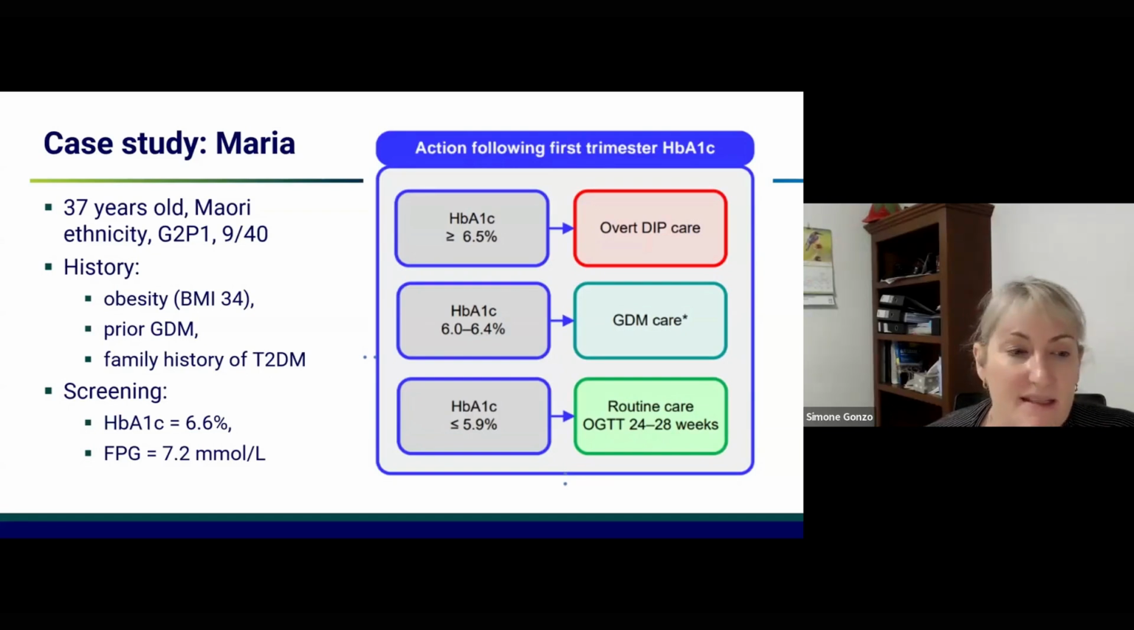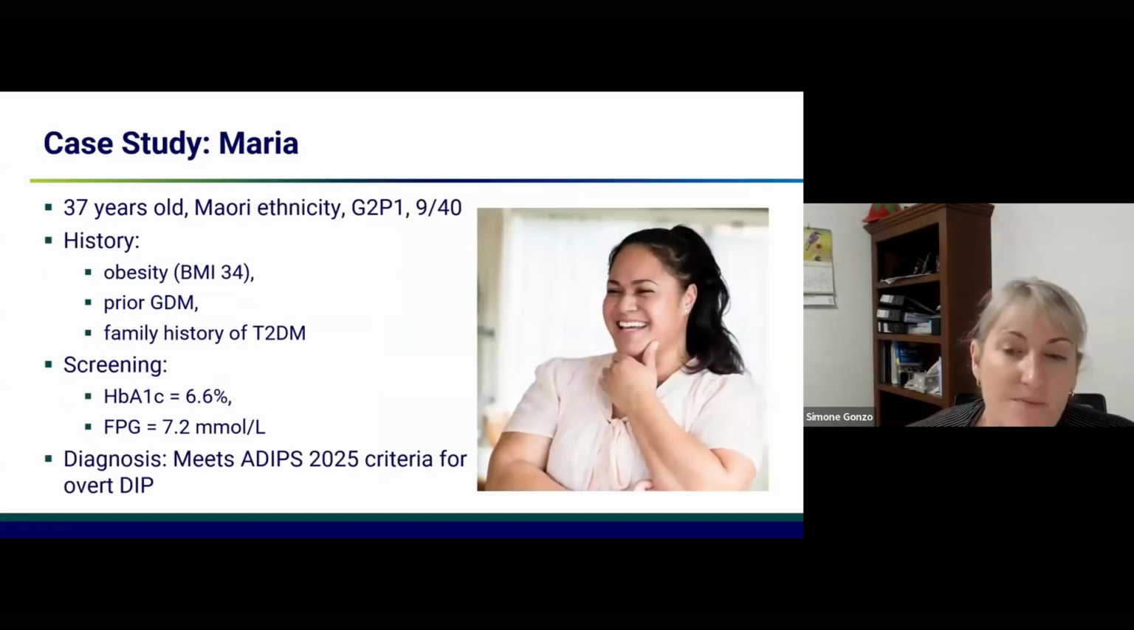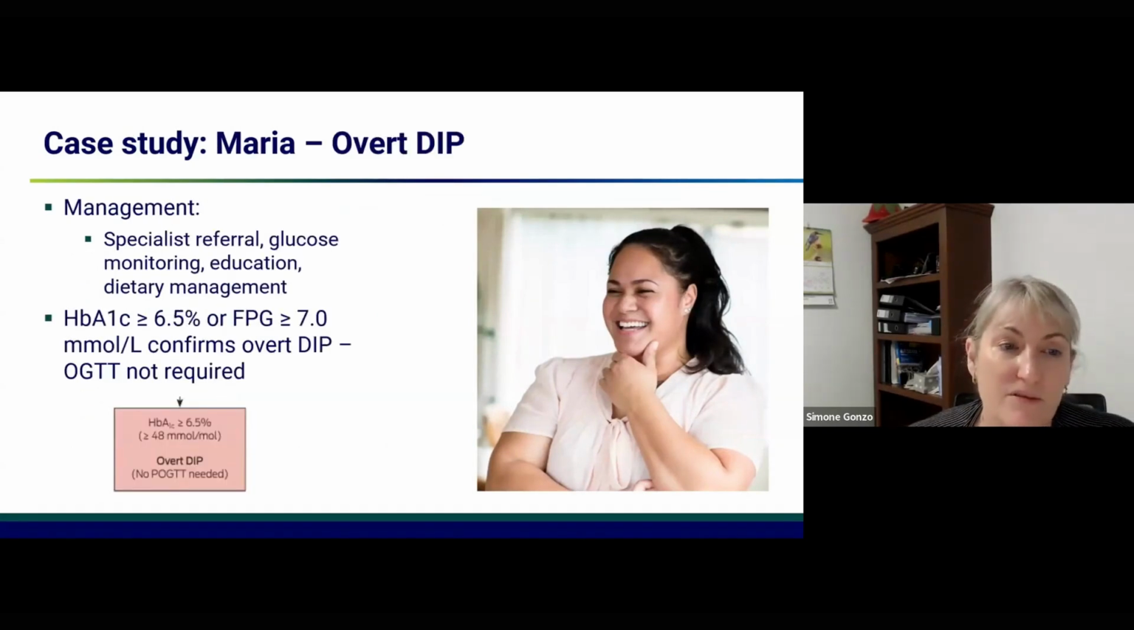So she now meets the ADIPS criteria for overt diabetes in pregnancy. Her management will be specialist referral, glucose monitoring, education, dietary management. From there, if she needs anything else, that will be managed by the obstetricians, maternity units, and she also doesn't need a glucose tolerance test at this stage because we're treating her as a diabetic patient. Now, with our next lady, we have Amira.